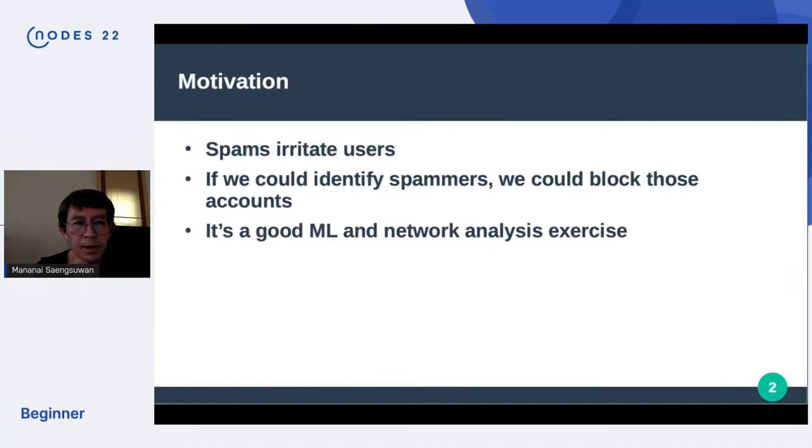The motivations are the following. First of all, spams irritate users. When Twitter users see spam, they are often not pleased with it, so normally they don't want to see it. If we could identify spammers, we could block those accounts and get rid of all the spam. And the third reason is that it's a good ML and network analysis exercise anyway.